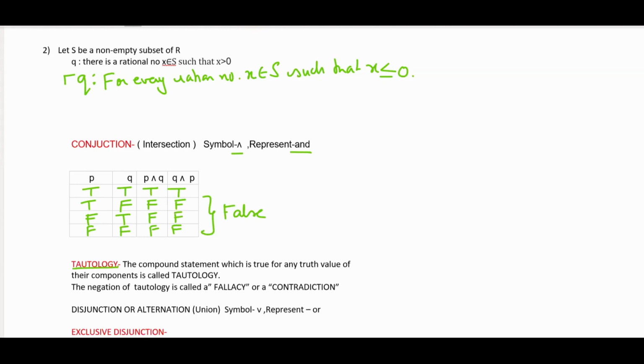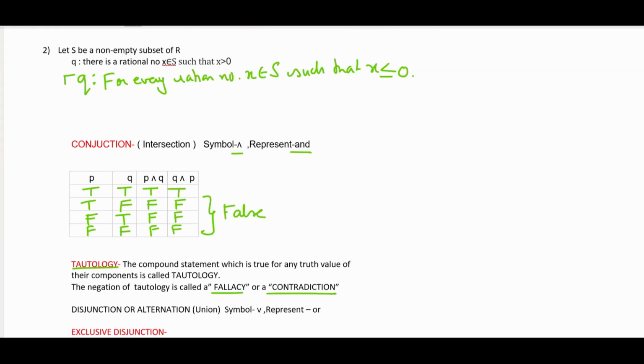This is very important. The compound statement which is true for any truth value of its components is called a tautology. That means the ultimate answer, if that comes out to be true, then that is called a tautology. So after going through all operations, if your answer becomes true, then that is a tautology. The negation of a tautology is called a fallacy or contradiction.